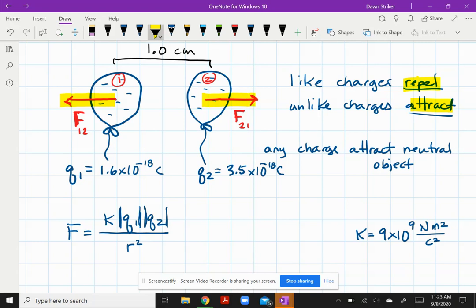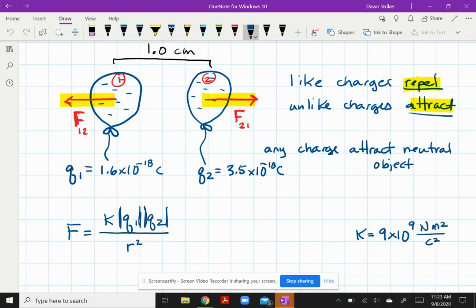What matters is what you see when you draw the picture. I see these are repelling. I'm making them push away from each other, right? If one balloon was on top of the other, the forces would be going up and down. So you need to know what repelling means. It doesn't necessarily have to be associated with a positive force or a negative force.